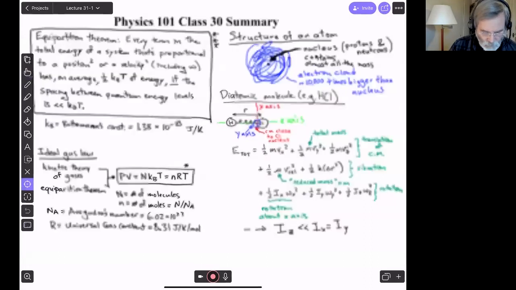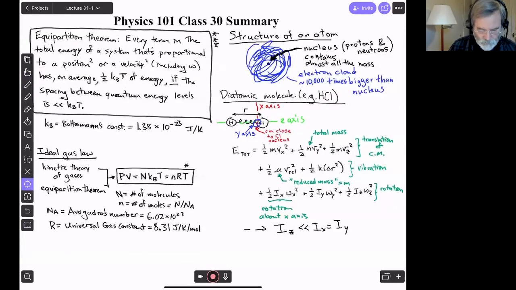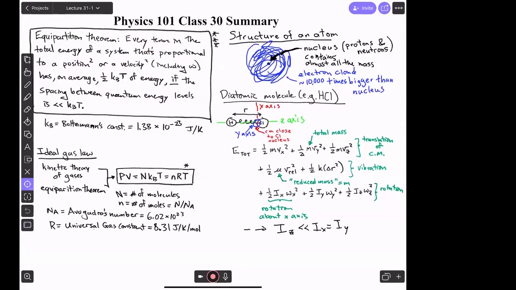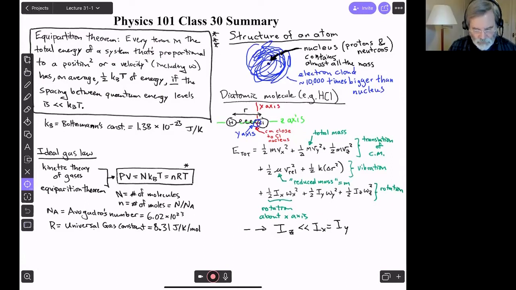So last time we introduced the equipartition theorem, which I didn't prove, but we're going to make use of, that every term in the total energy of a system that's proportional to an independent position squared or a velocity squared, and angular velocity counts as a kind of velocity, has on average a half kBT of energy if the spacing between the quantum levels is much less than kBT. And we're going to continue to explore this today.